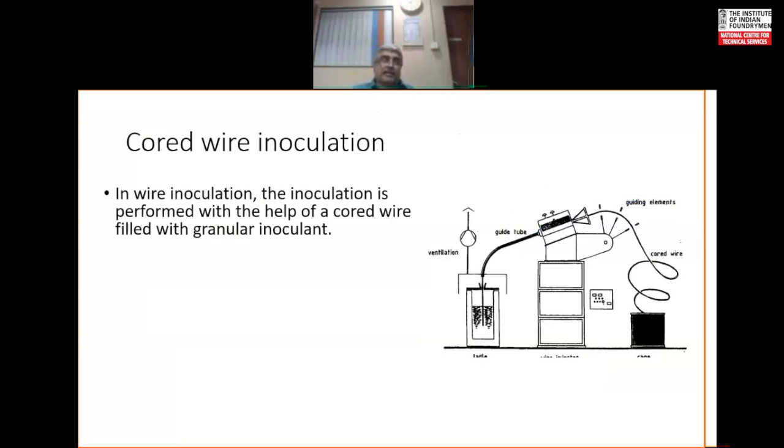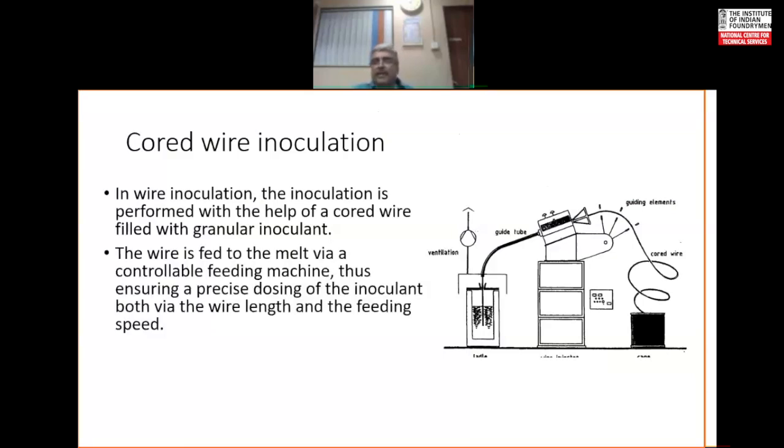Core wire. Here the inoculation is performed with the help of wire which contains granular inoculant inside the wire. And here is the setup that I have shown. You have this spool of core wire, it is being fed through the feeding or guiding tube into the ladle. Wire is fed into the melt via a controllable feeding mechanism. So there is a precise dosing of inoculant.